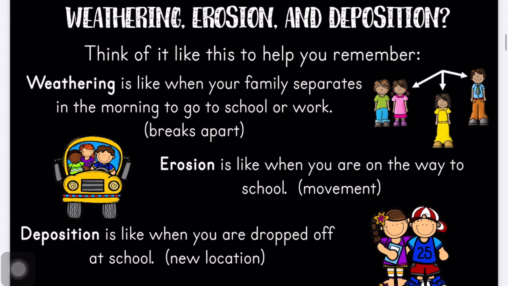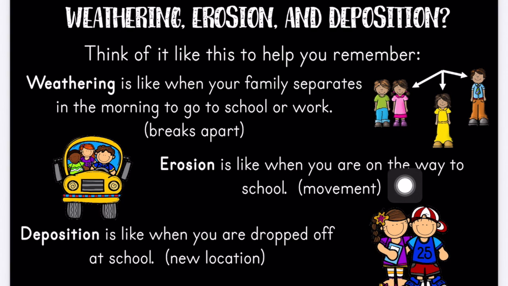So we are going to make a little scenario here to help us understand. Think of it like this to help you remember. In the morning, you and your family, well, you have to think about it when COVID's not happening, right? Like you're going to school, your dad's going to work, maybe your mom's staying home, your sister's going to school, whatever. So weathering is like when your family separates in the morning to go to school or work. So you're breaking apart. You're no longer going to eat together.